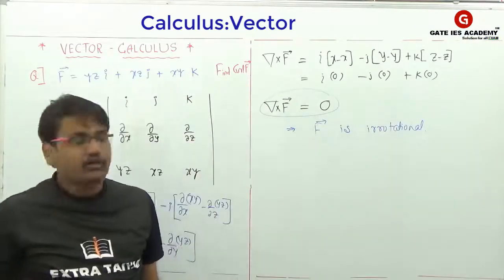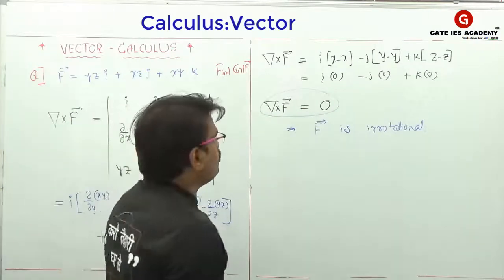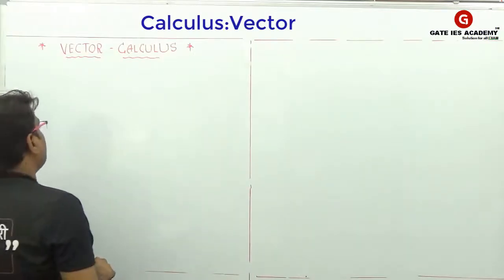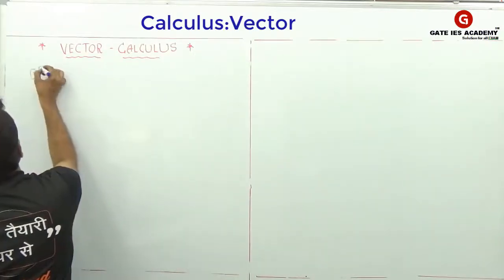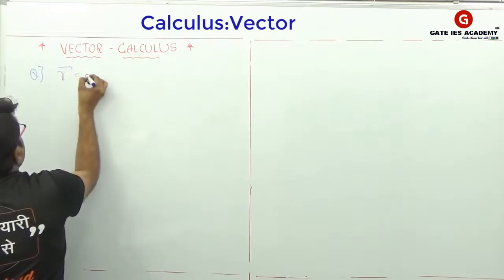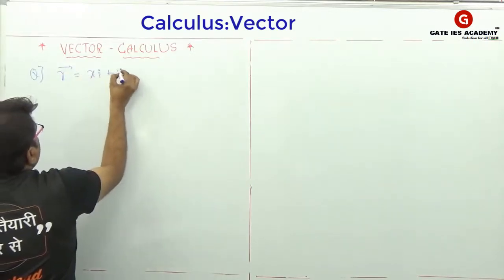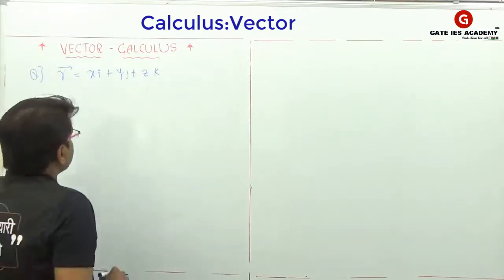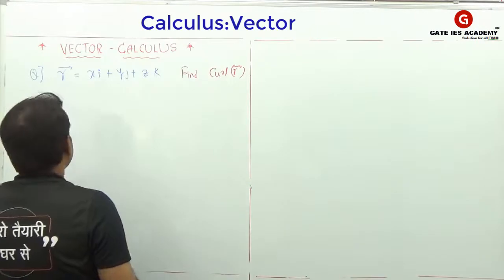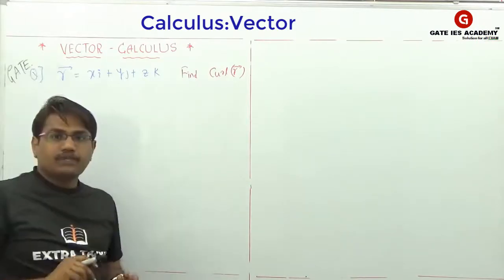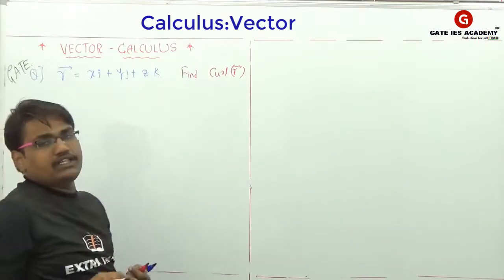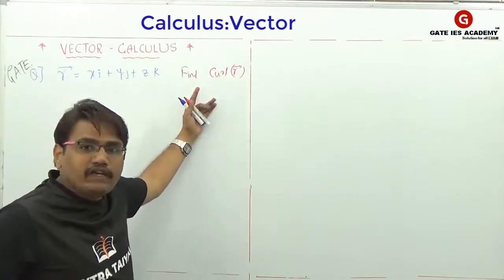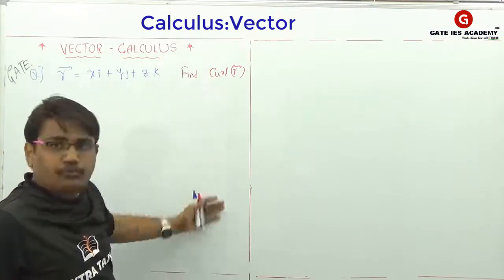Now let us see one more example based on the curl, how to find the curl. Now find the curl of a position vector, that is r bar equals xi plus yj plus zk. Find the curl. So this is a GATE problem, right? If you know the standard answer, the curl of a position vector is always 0 only. So let us prove it.